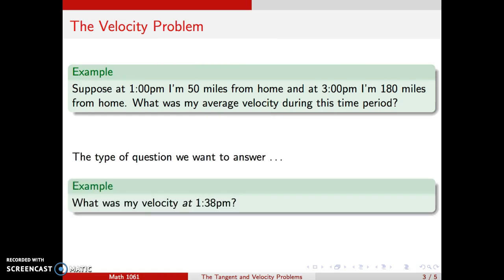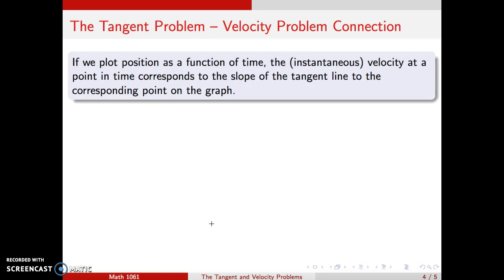But the type of question we're really looking for with this velocity problem is, what was the velocity at that particular time? I just made up the time. There's nothing special about 138, but instead of over a period of time, what was it at an instant? So again, odometer information, if you like, clock information. What's the speedometer information? So if we were able to plot position as a function of time, the instantaneous velocity at a point in time corresponds to the slope of the tangent line to the corresponding point on the graph.